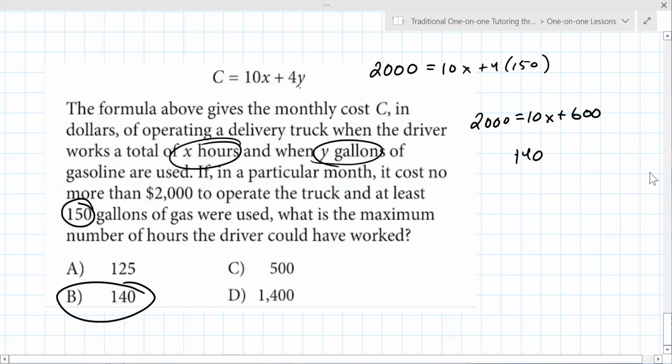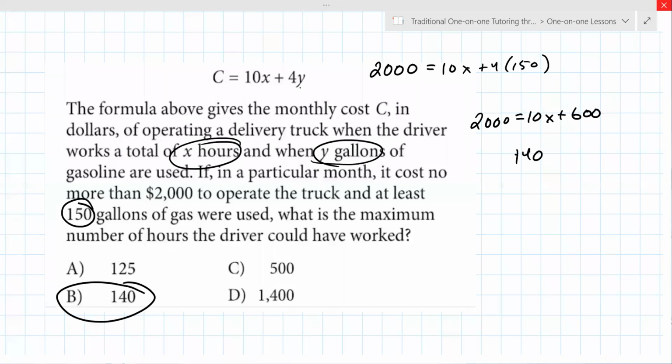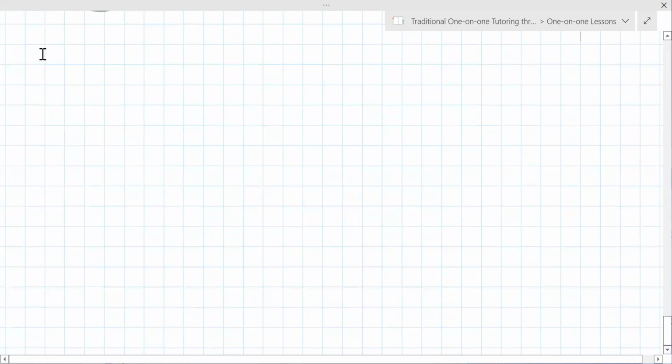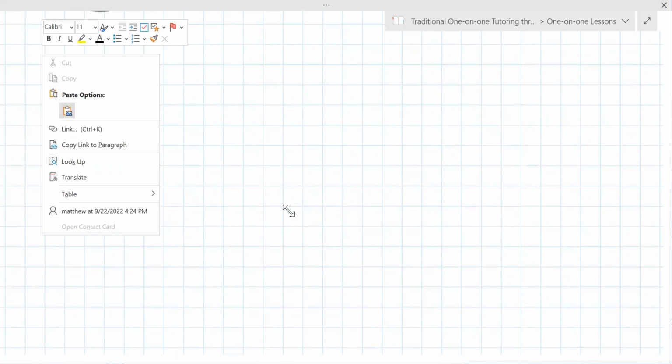Okay. I do have one really similar to this that I'll have you try. So let me snip that in. And I'd like you to try working this one out on your own. It's not a calculator problem, but if you feel like you need to grab it, you're welcome to.